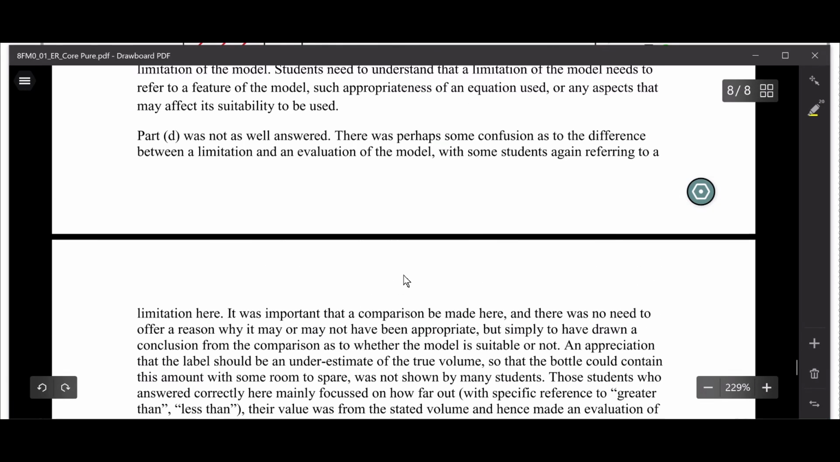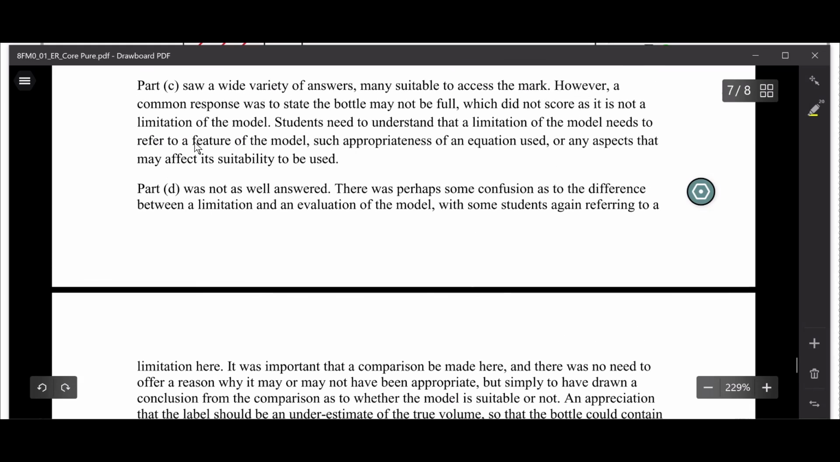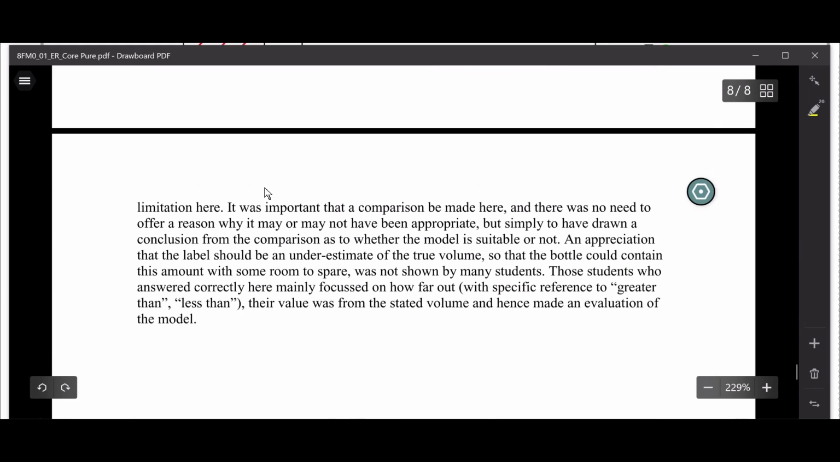Part D was not answered well. There was perhaps some confusion as to the difference between a limitation and the evaluation of the model, with some students again referring to a limitation here. So essentially you've swapped the answers. It was important that a comparison be made here, and there was no need to offer a reason why it may or may not have been appropriate, but simply to have drawn a conclusion from the comparison as to whether the model is suitable or not.